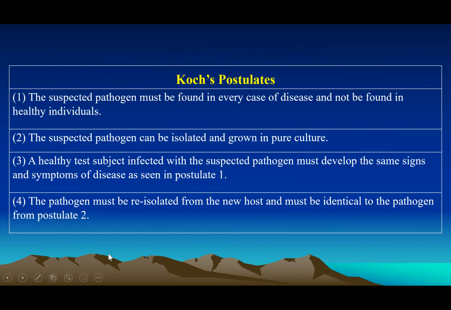It is called the postulates. So what are the postulates of Koch? First, the pathogen must be found in every case of disease. It should be found only in the diseased person and not in the healthy individual. The suspected pathogen can be isolated and we should be able to grow it in pure culture. A healthy subject that is infected with this pathogen must develop the same signs and symptoms of the disease as seen in number 1 here.